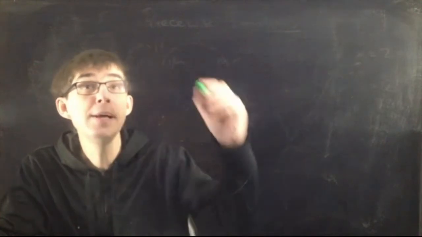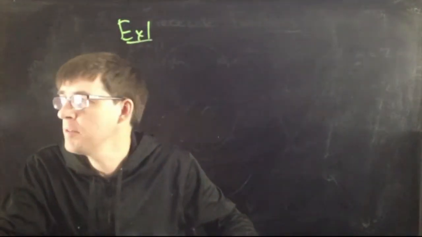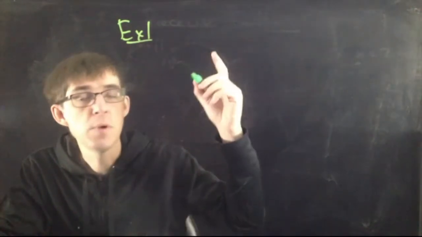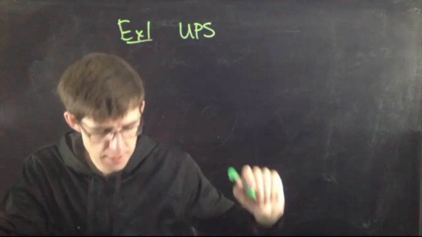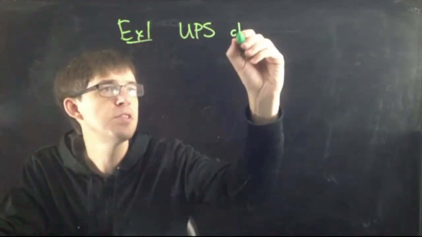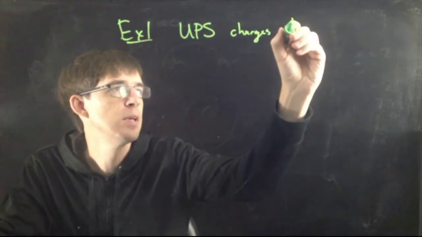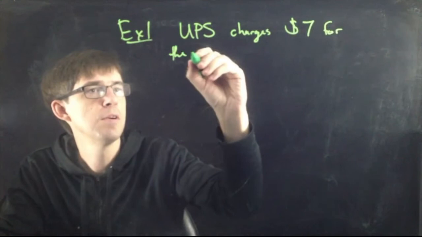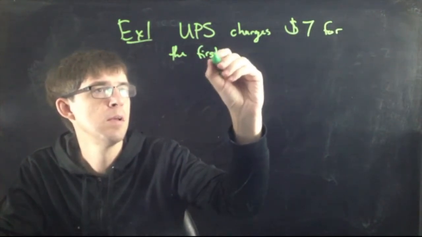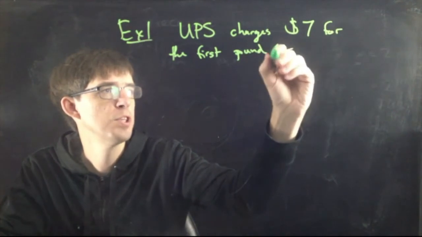Let's do a real world example. I just looked this up. This is like really real, hot off the presses. If you want to send a package using UPS, the United Parcel Service, that's the brown truck, UPS charges according to the weight of the package, of course. And here's how it works. They charge $7 for the first pound or portion of a pound.